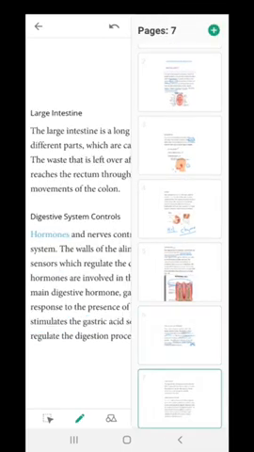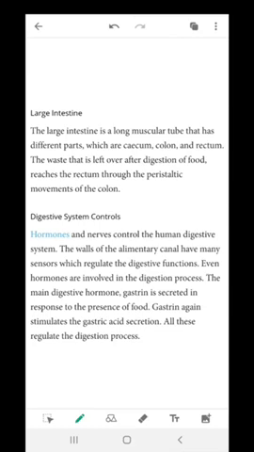Coming to the last topic, large intestine. It is a long muscular tube that has different parts which are cecum, colon and rectum. The waste that is left over after digestion of food reaches the rectum through the peristaltic movement of the colon. So, did you understand the alimentary canal, the process of food that enters from the mouth into the buccal cavity and then till anus. Here the process of digestion takes place.